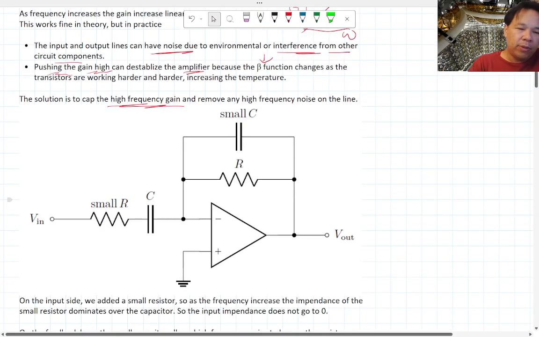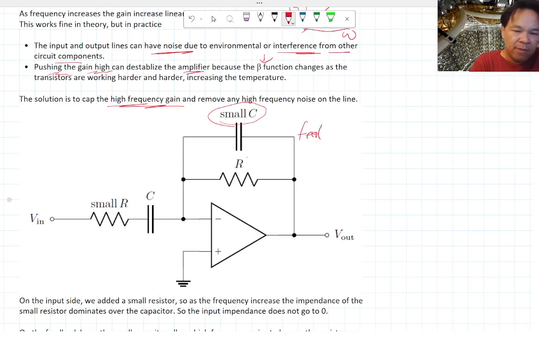Okay, the way we do this is basically adding a small capacitor on the feedback loop. Remember, this is the feedback loop, and this is the input loop, right? And we add a little resistor to the input loop. Okay, so what does this do?